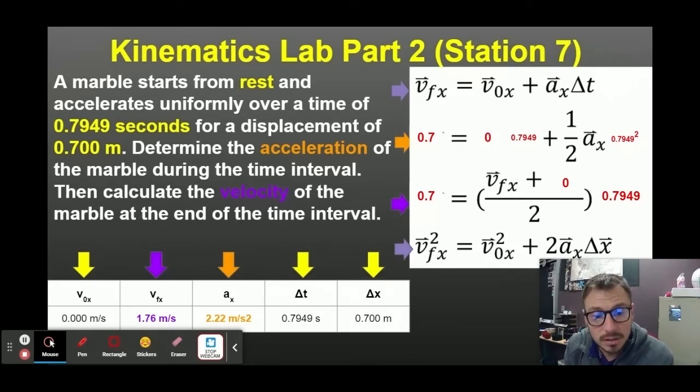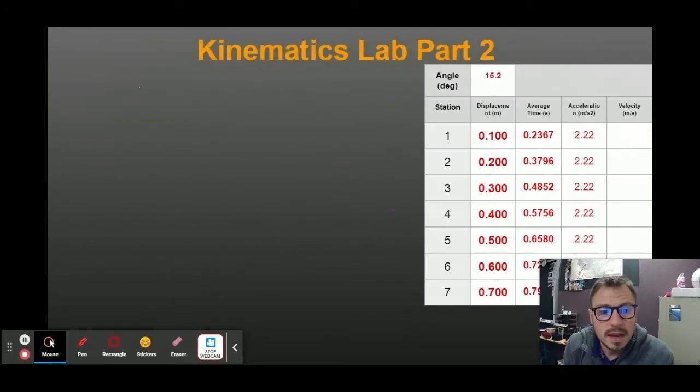Now notice when I was calculating, my answers have 3 significant figures. And that's because that's the least amount of significant figures in my problem. My answer when calculating can only be as accurate as my least accurate instrument, which happens to be 3 significant figures. All right, so now what I want you to see is that we just did station 7.